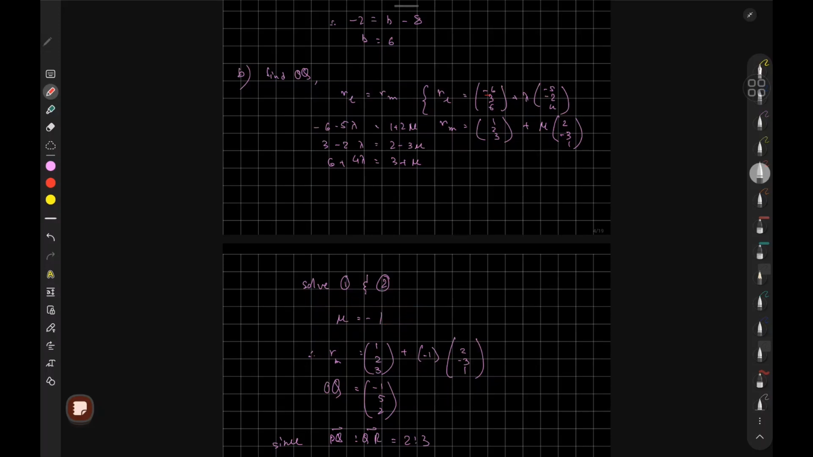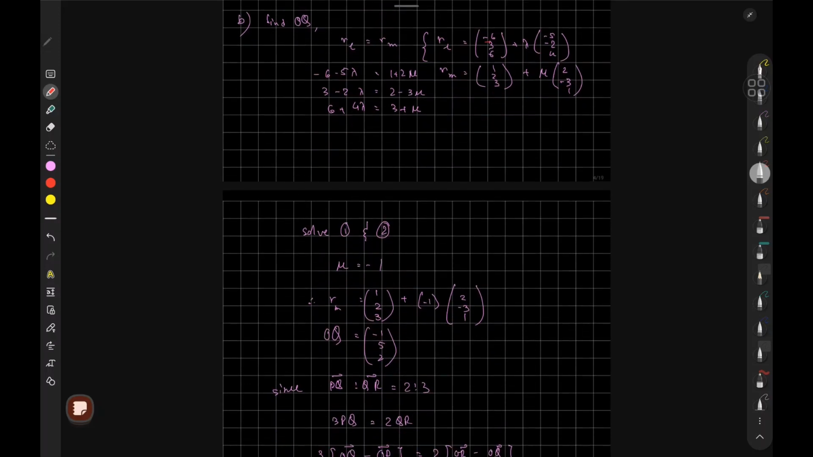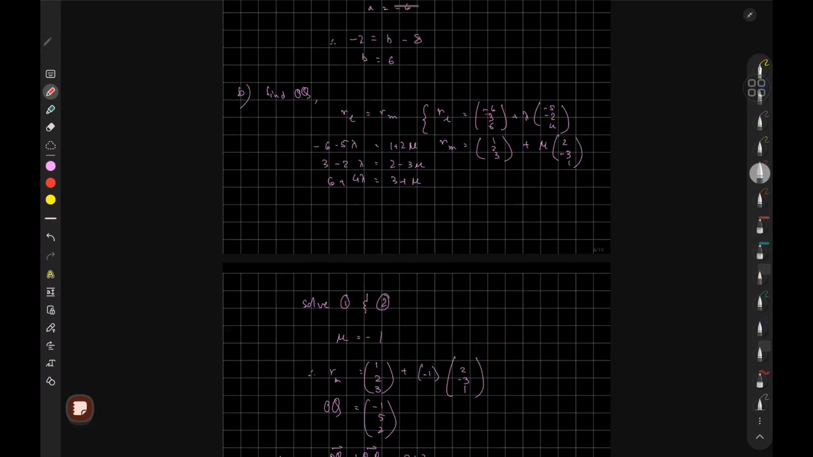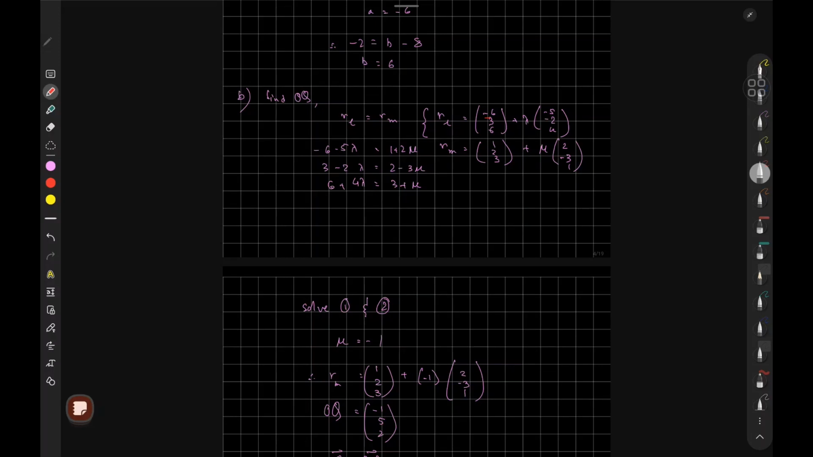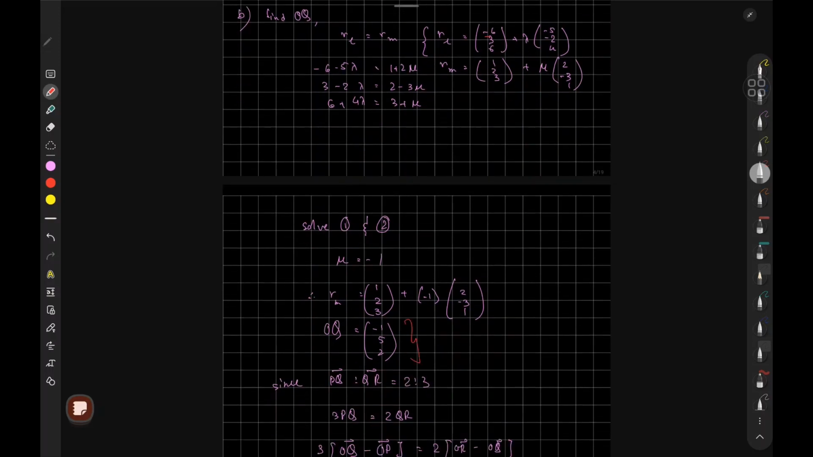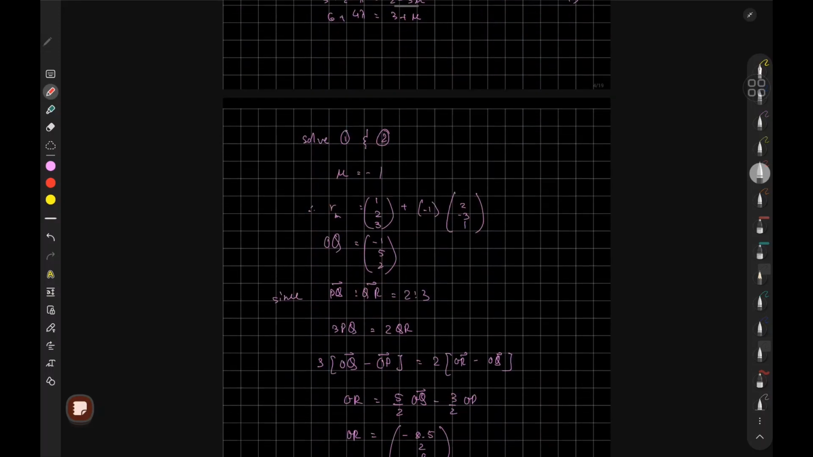Interesting. So after you do that, you're going to plug the value of mu directly into the equation that consists of mu. So in this equation, you plug in mu and you're going to get the coordinate for OQ. So great. Now you have OQ.